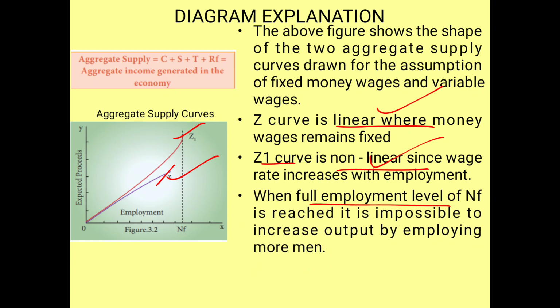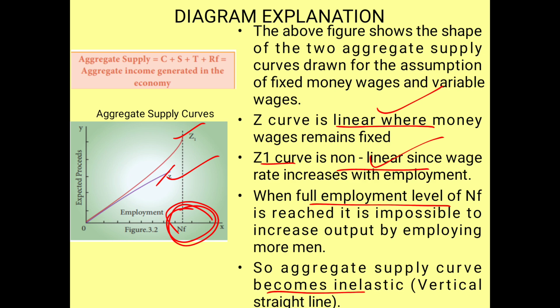Now, when the full employment level, that is NF, is reached, it is impossible to increase output after this. There is no use of employing more and more persons after this level, because we have already reached a saturation point above which you cannot employ more people. So aggregate supply becomes inelastic. That is, it becomes a vertical straight line over here. Is it clear? So Z tells you linear, Z1 tells you non-linear, and the vertical supply line is inelastic in nature. Elastic means expandable; inelastic means it does not change.